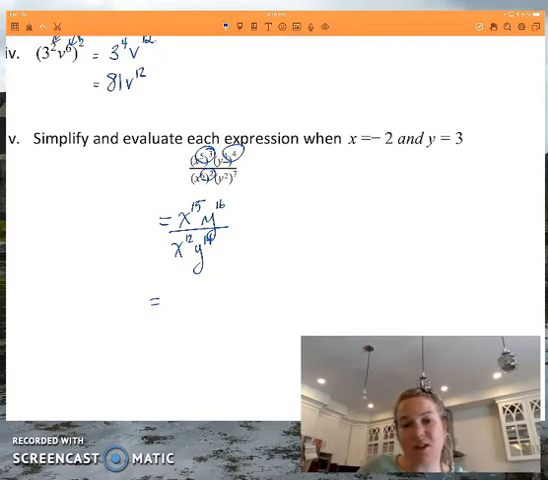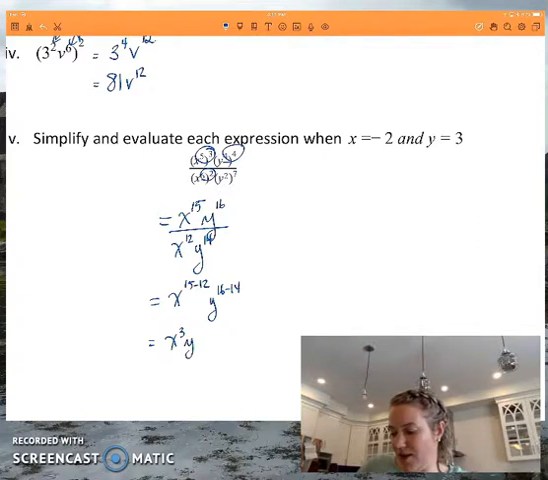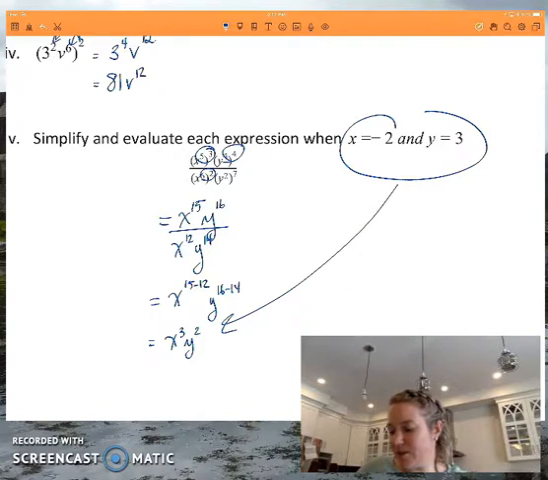Now we're going to use our division rule. Remember, the division rule means that when you're dividing the same base, you can subtract the exponents. So I get x to the 15 minus 12, y to the 16 minus 14: x to the 3, y to the 2.